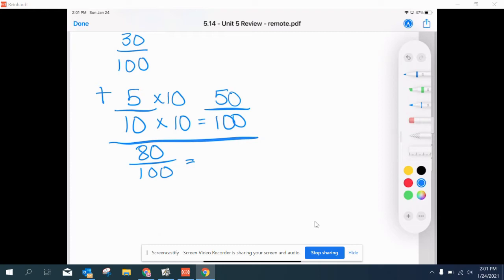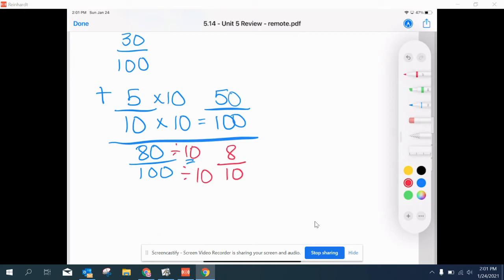A zero tells me something about a number. It tells me that there might be a 10 in it. So can I divide 80 by 10? And can I divide 100 by 10? Yes, I can. So again, whatever you do to the top, you do to the bottom. So I'm going to divide 80 by 10, 100 by 10, and I get 8 over 10.